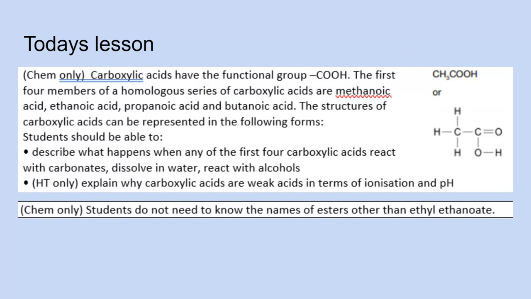Today you're expected to know that carboxylic acids have the functional group COOH. You need to know the names of the first 4 carboxylic acids, the structures and the formulas of them, and how we write those. You're also expected to know how the first 4 carboxylic acids react with carbonates, how they dissolve in water, and how they react with alcohols.